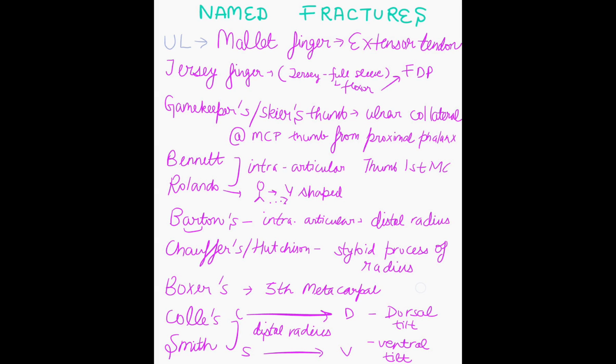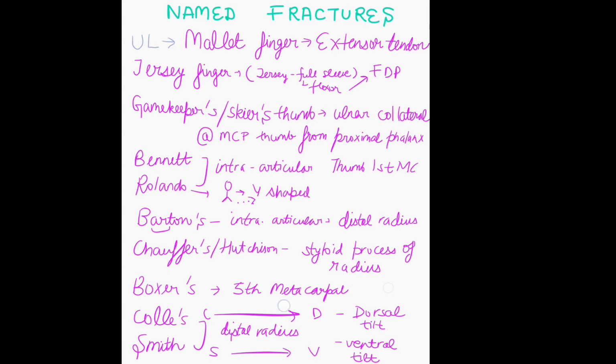In the upper limb, mallet is extensor tendon, jersey finger is flexor tendon, gamekeeper's or skier's thumb is ulnar collateral from the proximal phalanx and MCP of the thumb. Bennett and Rolando are intra-articular thumb, Barton is intra-articular distal radius, Chauffeur and Hutchinson is styloid process of radius, Boxer's is fifth metacarpal. Colles is dorsal tilt, Smith is ventral tilt. Both are of the distal radius.